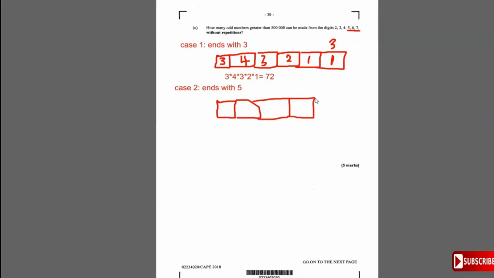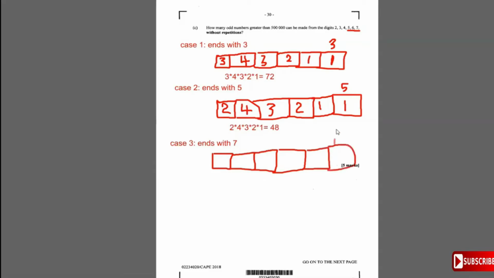So this is 1, 2, 3, 4, 5, 6. So this number here is 5. So there's only one number going to go there, which is 5. Right here, the number needs to be bigger than 500,000, so it has to start with either 6 or 7. So there are two numbers we can put here. After we take out them two numbers, we're left back with 4 numbers: 4, 3, 2, 1. So this will then be 2 times 4 times 3 times 2 times 1, which is 48.